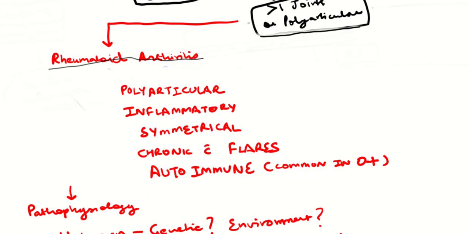So if we were to look at it, again, it's polyarticular, more than one joint, inflammatory. It's symmetrical. Again, it's got a chronic course with flares, okay? And then again, it's autoimmune. So again, the immune system acting against self. And it's more common in females, of course, because autoimmune diseases in general are.